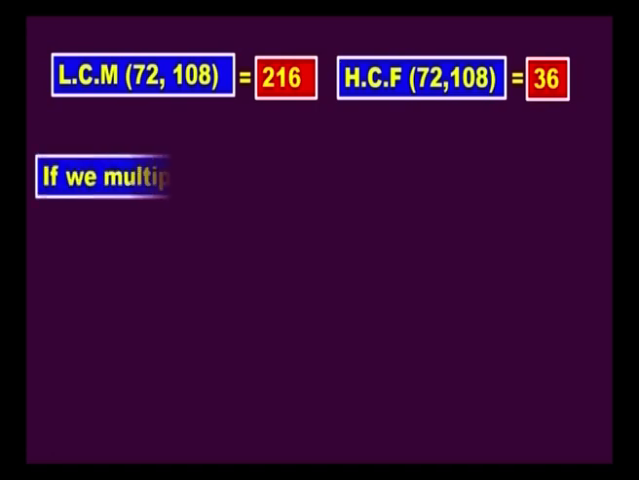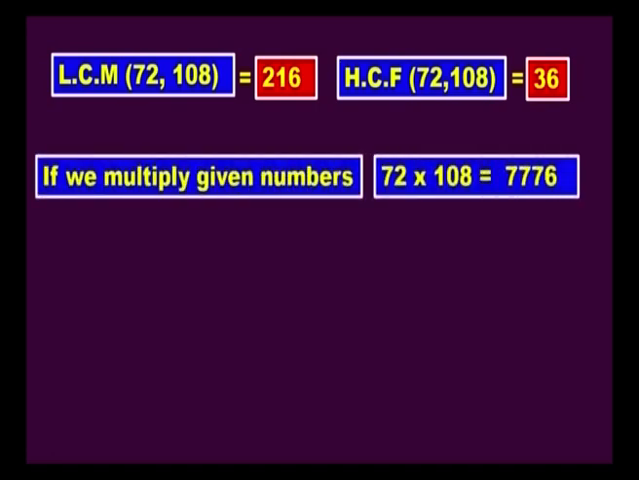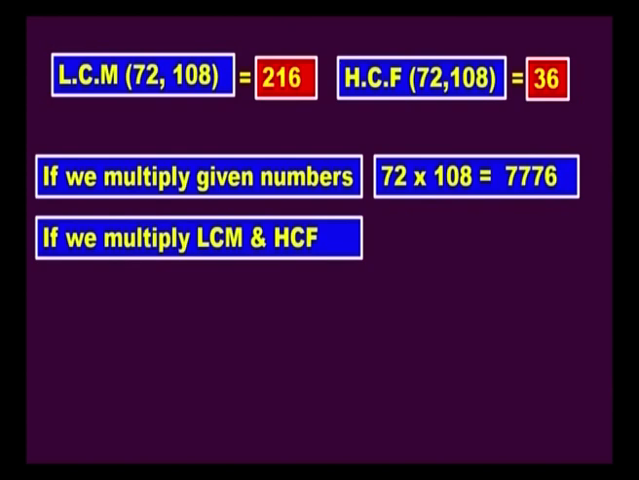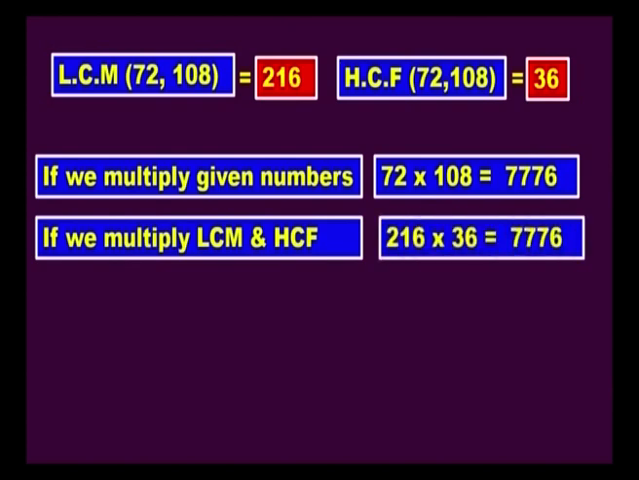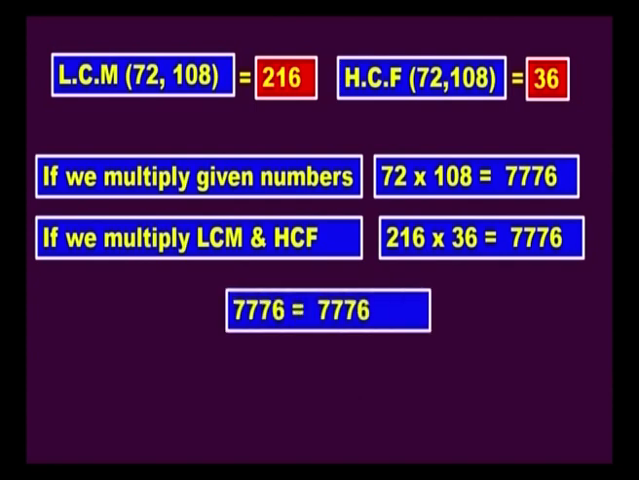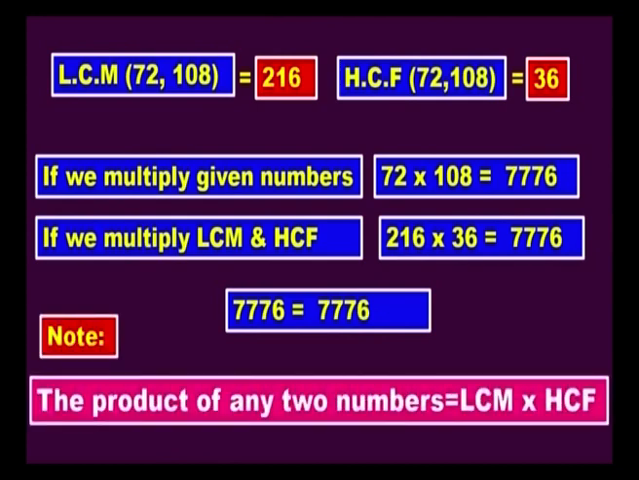Now here we will observe one thing. What is that? If we multiply the given numbers 72 and 108, the product we get is 7776. And also we multiply LCM and HCF, 216 and 36. If we multiply, we again get 7776. That means in both cases we get the same answer, 7776 is equal to 7776. So we can note here: the product of any two numbers is always equal to the product of their LCM and HCF. Product of any two numbers is equal to LCM into HCF.